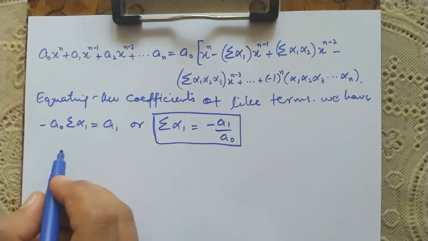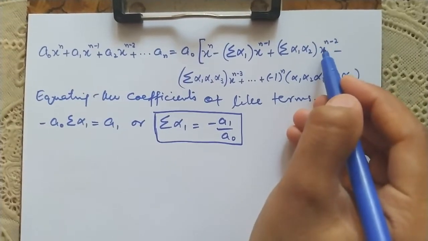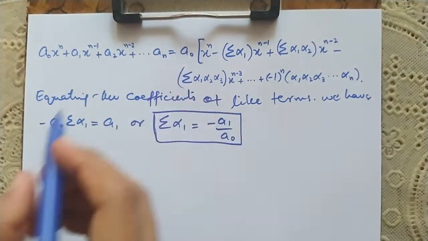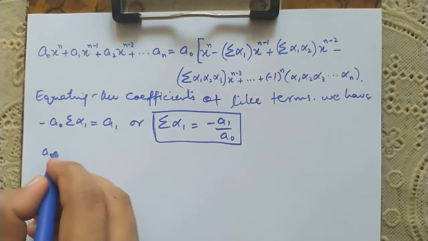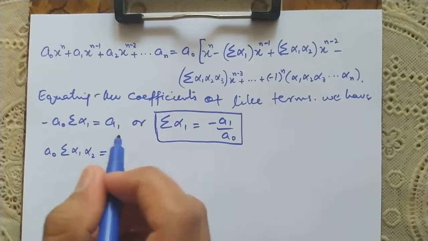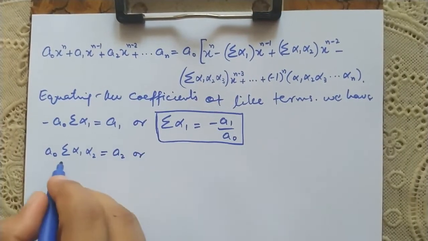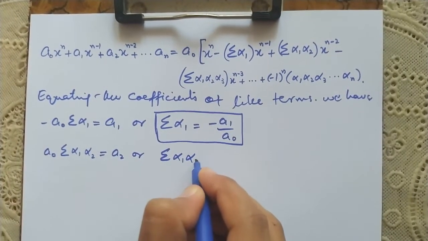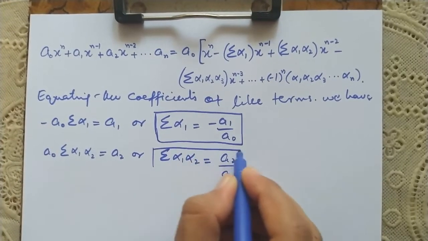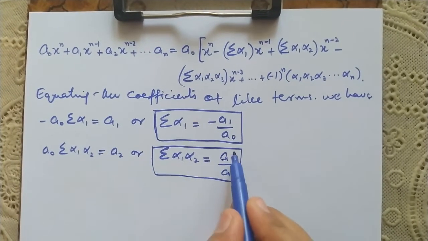Now secondly, you can compare the coefficient of x power n minus 2. So what is the coefficient of x power n minus 2 here? A naught times summation alpha 1 alpha 2 is equal to, and here the coefficient of x power n minus 2 is equal to a2. So you can write summation alpha 1 alpha 2 is equal to a2 upon a0. It is the second relation: the sum of the product of the roots taken two at a time is equal to a2 upon a0.